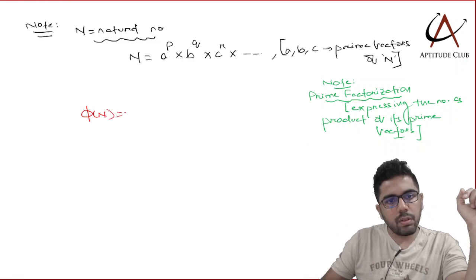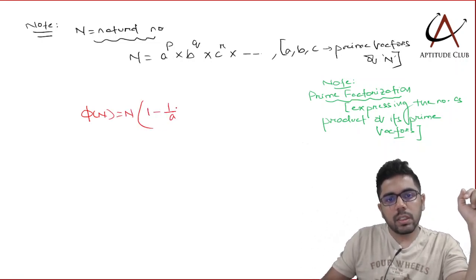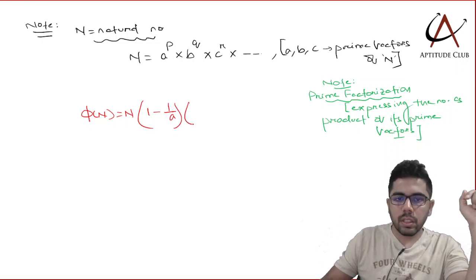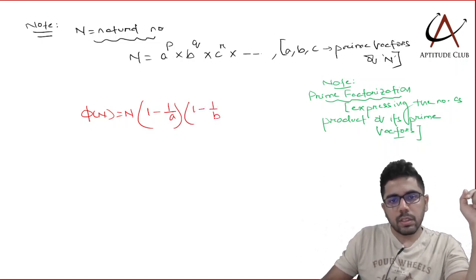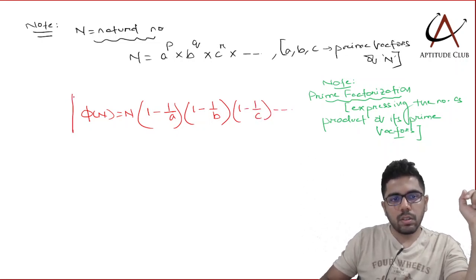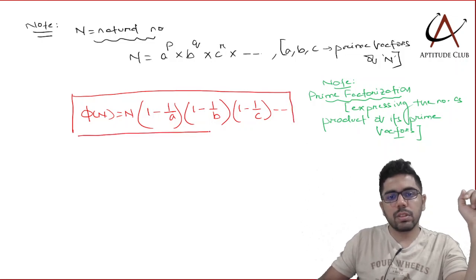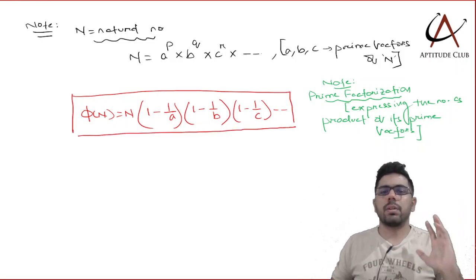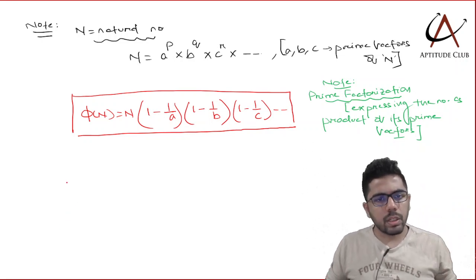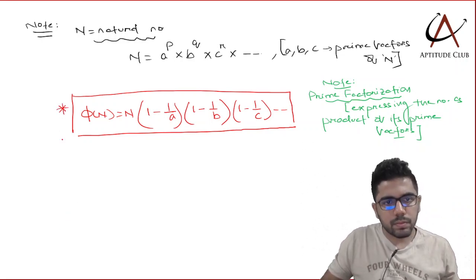So once you do that, एक बार n ऐसा आ जाएगा, then this implies phi of n. It's a very simple formula. I'll systematically remove numbers that are divisible by a, so 1 minus 1 by a. Then numbers that are divisible by b, so 1 minus 1 by b, then 1 minus 1 by c, and so on. So this is the formula. So given any number, you just have to do this. बहुत ही easy step. Prime factorize कर लो and then you apply this formula for phi of n.